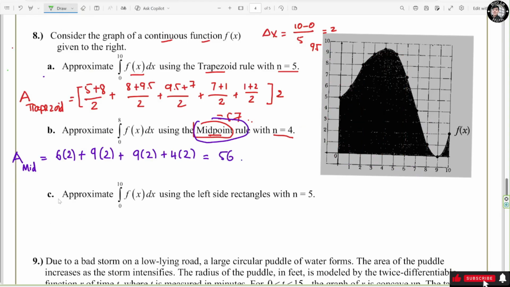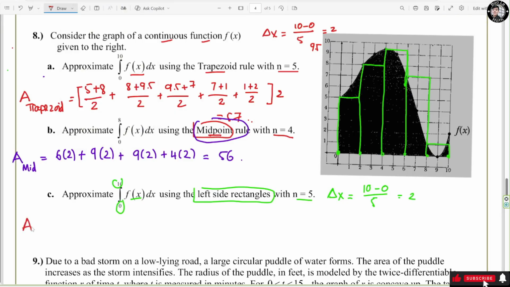Now let's move on to question C. Approximate the interval from 0 to 10 of f(s) ds using the left side rectangles with n equals 5. So we have delta s equals 10 minus 0 divided by 5, which is 2, right? So the area using the left side rectangles is going to be length times width, right? The length is 5 right here. Times width, which is going to be 2, right?